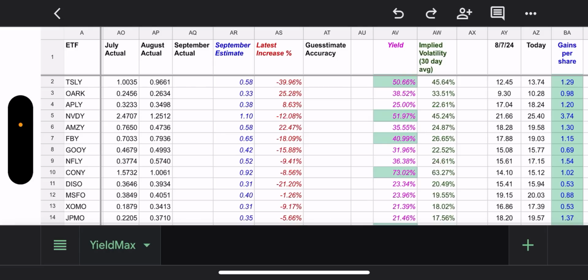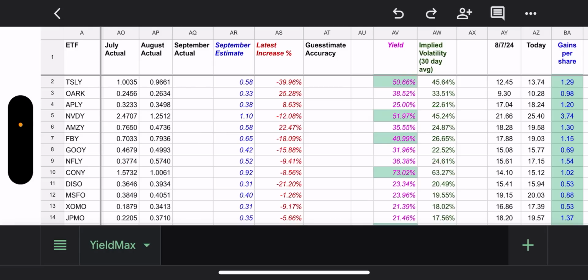Looking at OARC, I don't cover OARC, so I'm just looking at last month. They paid 26 cents. Their IV is 33%, and they actually made gains of 98 cents per share. So I'm going to give them a 33 cent distribution estimate, which is a 38% yield. Maybe a little generous because it's a bit much. It could put them under $10, but I think they had a good month.